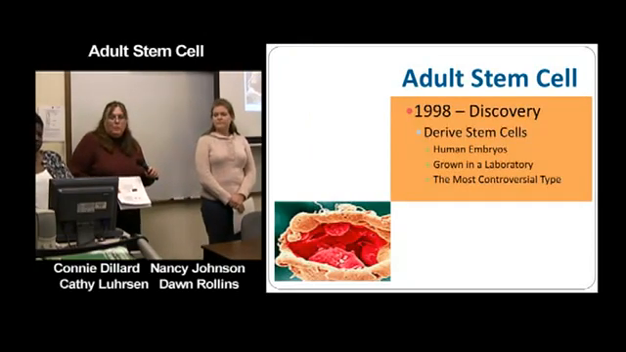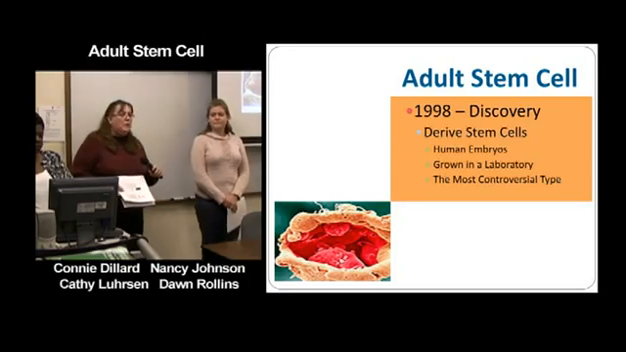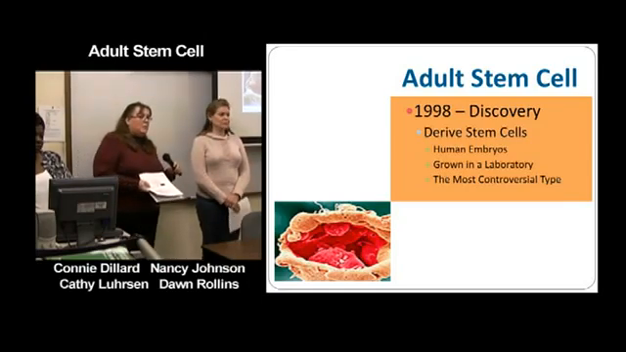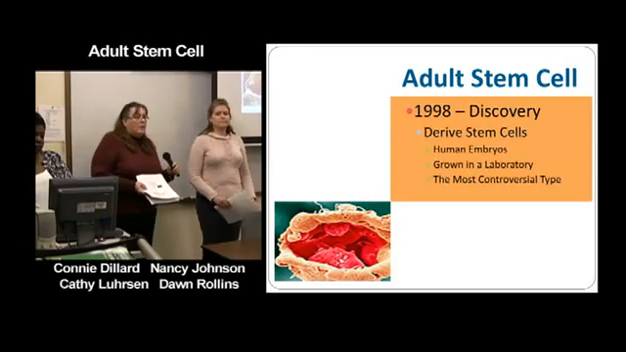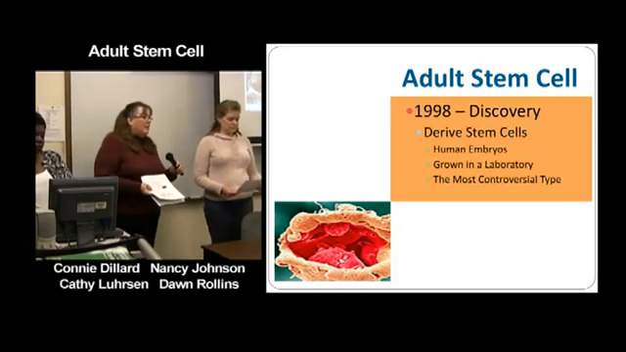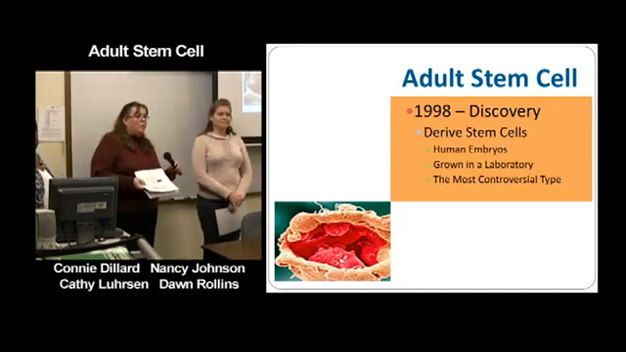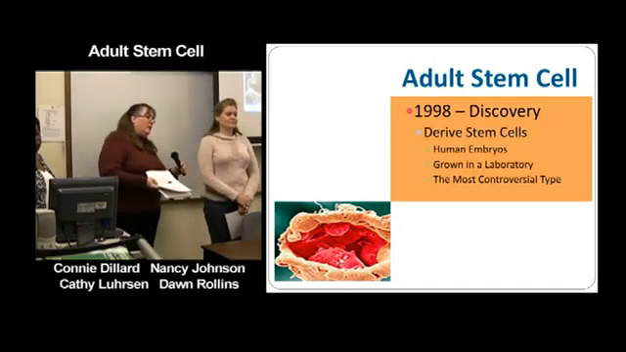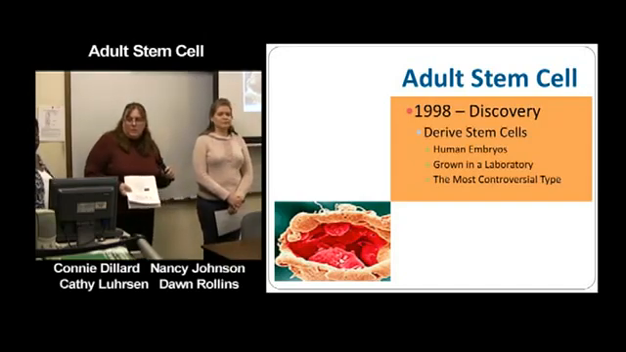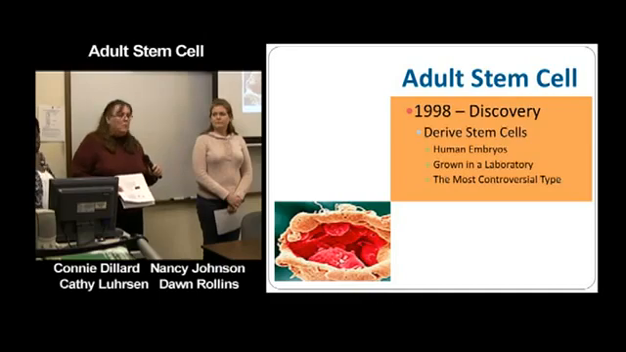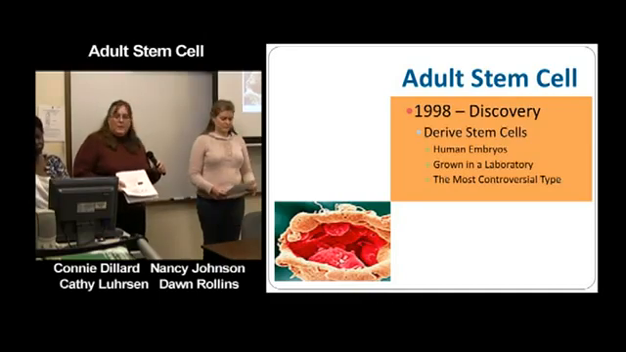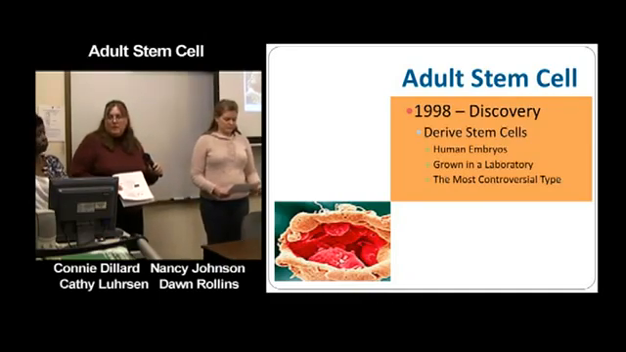And then in 1998 was the first time that human embryos were used for stem cell research. And these were actually embryos that were grown in a laboratory. They were embryos that people used for in vitro fertilization. Once they used however many embryos they wanted for reproduction, then they donated the embryos for scientific research. This is also, however, the most controversial type of research available with stem cells.